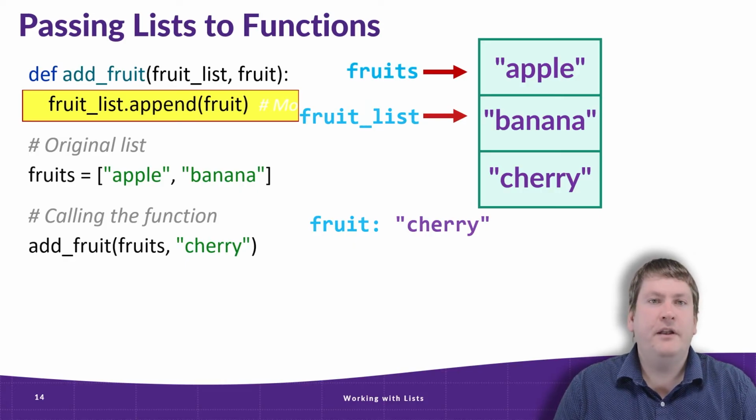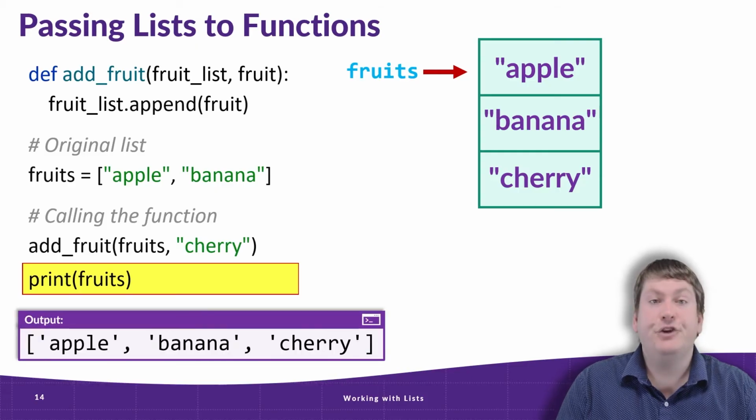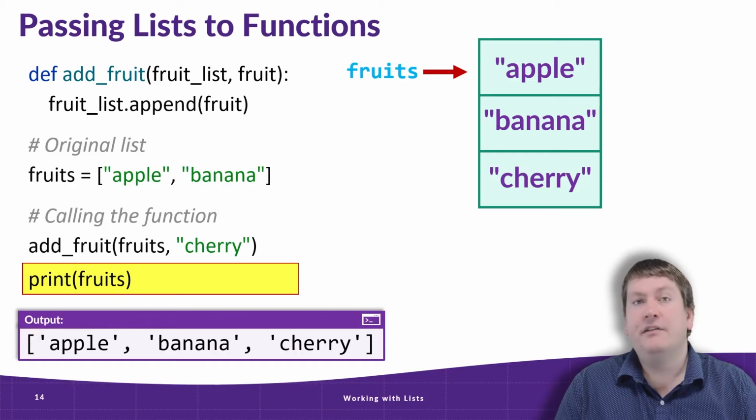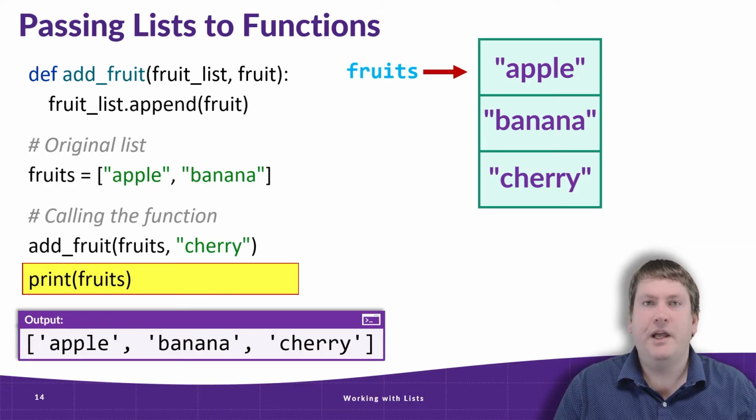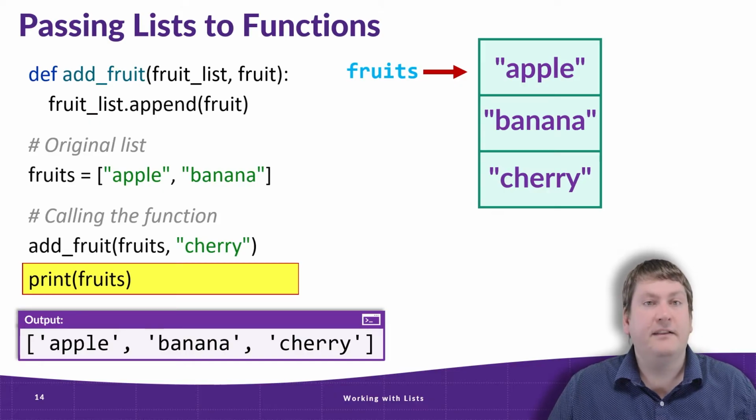Once the function is done, the program resumes after the call to the function. If we were to have a print line here so we could evaluate what the value of fruits is, we would see that cherry was added correctly. So keep this in mind: lists are passed by reference to functions in Python, and this means that modifying the list inside that function will affect the list outside of that function as well.